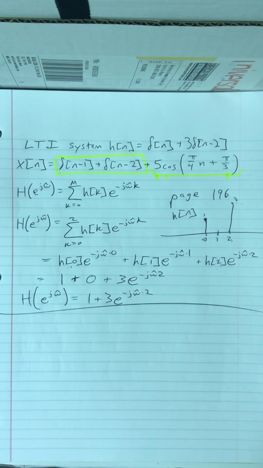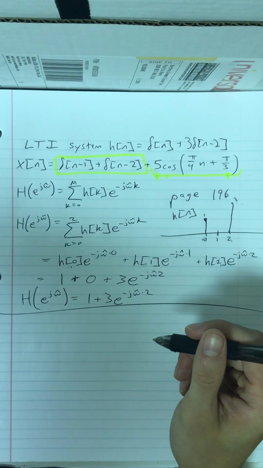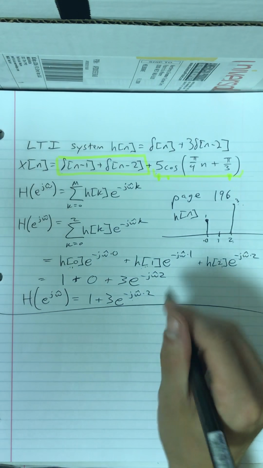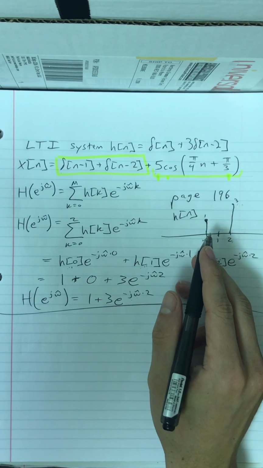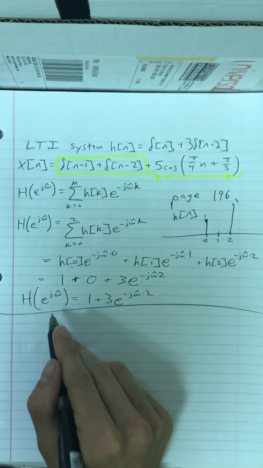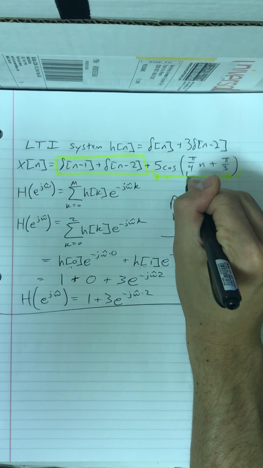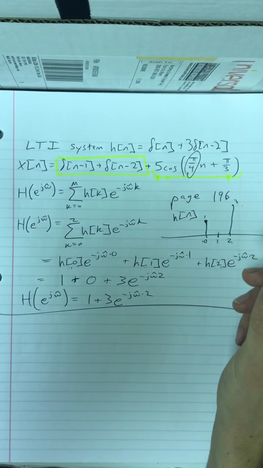Okay, so that was a lot. So let's go ahead and write out what the output would be here. Okay, actually, first, let's evaluate the frequency response at frequency pi over 4, okay? Omega hat pi over 4.